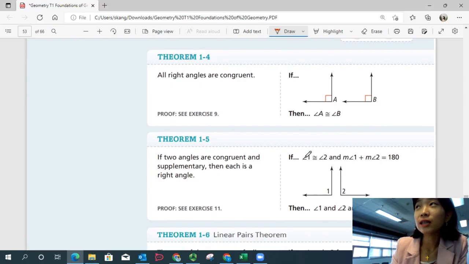Next page. Look at theorem 1-4. All right angles are congruent. Obviously, but this is a theorem. You have to prove it.